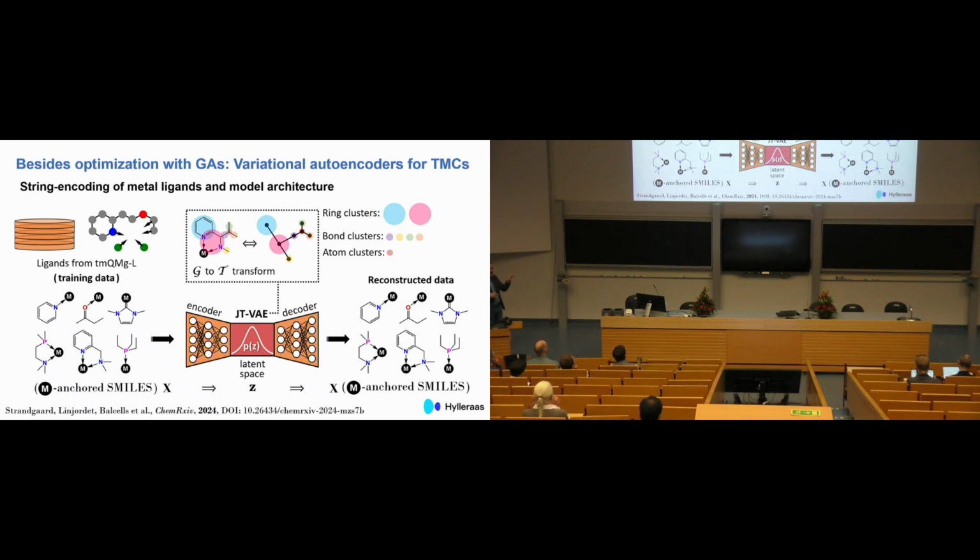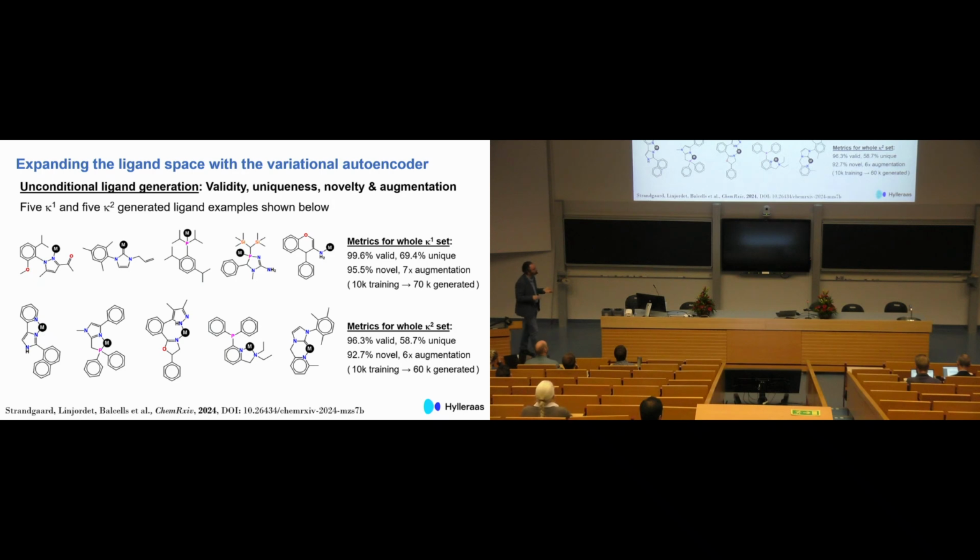So once this is optimized, then what you can do is randomly sample this latent space, and then you only use the decoder part of the model to actually generate ligands. This is known as unconditional ligand generation, and here are some examples of ligands that we have generated with this model. So these are monodentate ligands, these are bidentate ligands, and as you can see, the model performs very well, in the sense of chemical validity, getting very close to 100%.